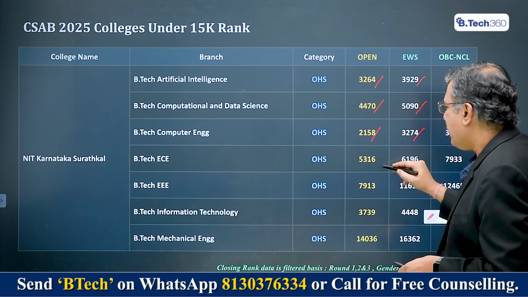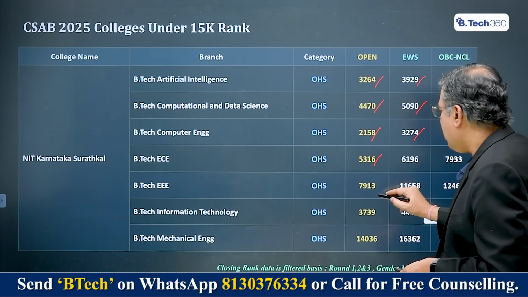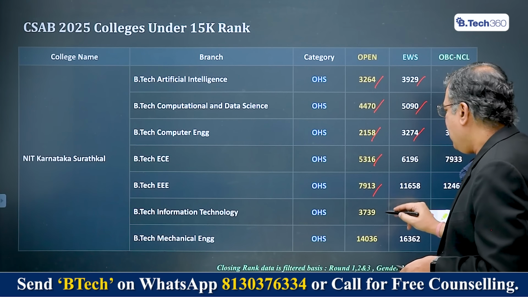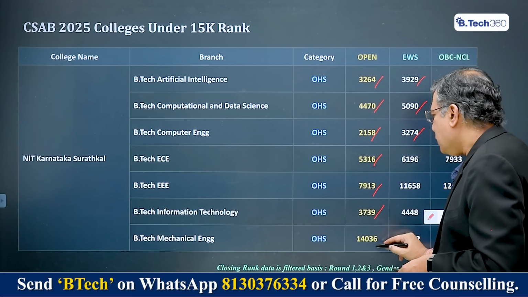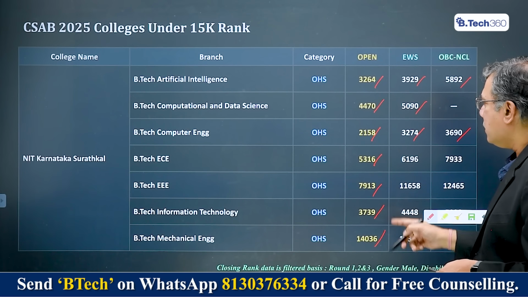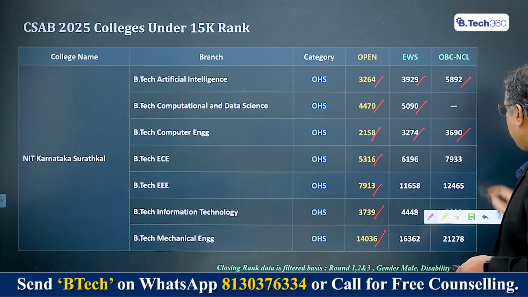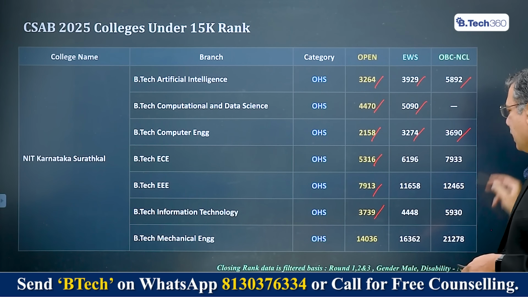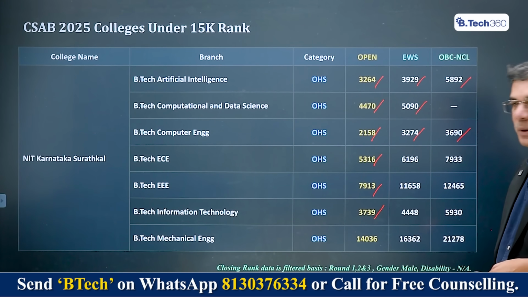NIT Surathkal again, Btech EC is 5,316, Btech EEE is 7,913, Btech IT is 3,739, 14,036 for Btech Mechanical Engineering. We talk of NIT Surathkal across the branches. Open categories what I read out. You also have the EWS and OBC-NCL categories. You can take a screenshot of this.